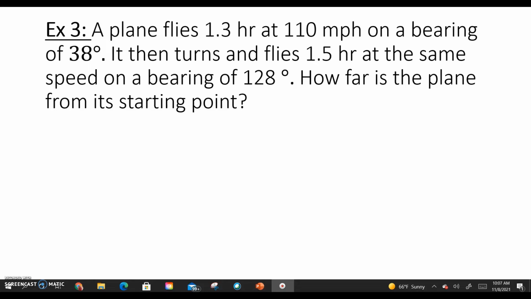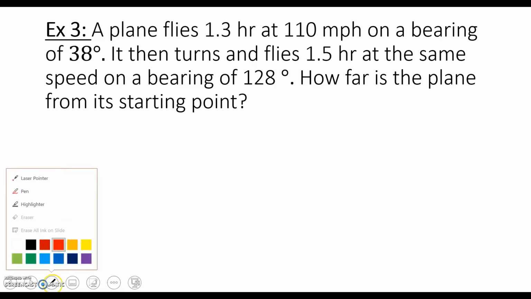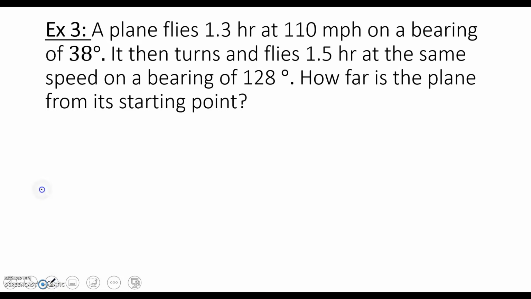Okay, for this next example, example 3, a plane flies 1.3 hours at 110 miles per hour on a bearing of 38 degrees. It then turns and flies 1.5 hours at the same speed on a bearing of 128 degrees. How far is the plane from its starting point? Okay, so the first thing we want to do here is draw a picture.